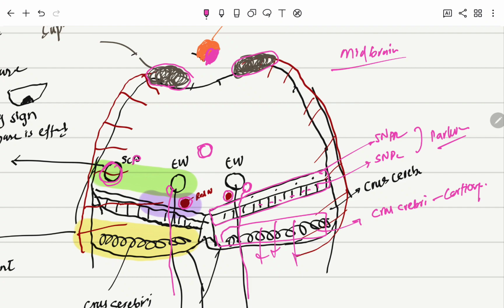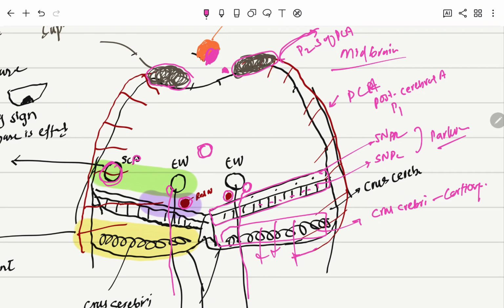So this is the branch, right? This branch is called the posterior cerebral artery, right? So this is the P1 segment of the posterior cerebral artery, and the P2 segment is going to supply the occipital lobe. So that one is called the P2 segment of the posterior cerebral artery, right?